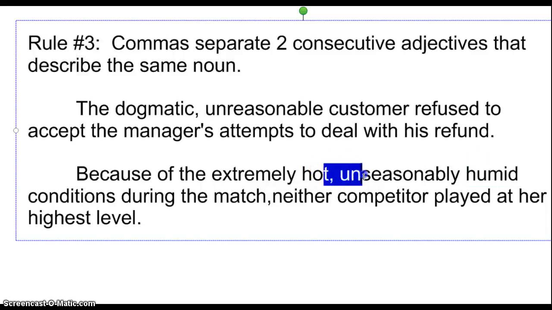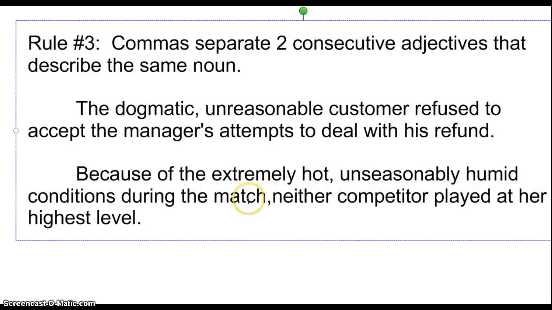I've got to put a comma in between them so that my reader doesn't expect a noun to follow hot, which is what they would expect. And again, I could take it out if I wanted. I could put in an and. Because of the extremely hot and unseasonably humid conditions during the match, then I don't need any comma, but if I don't want to put the and in there, I have to put the comma in.